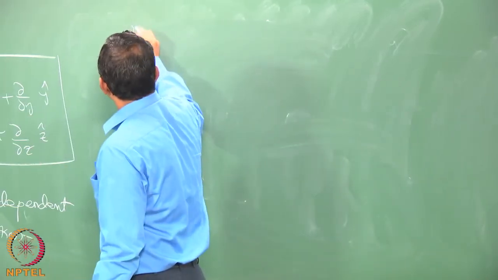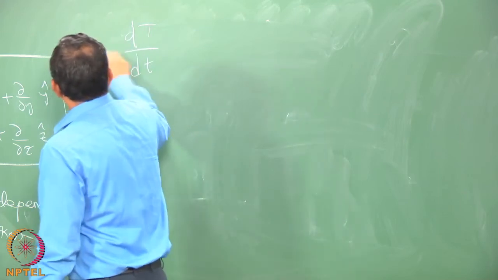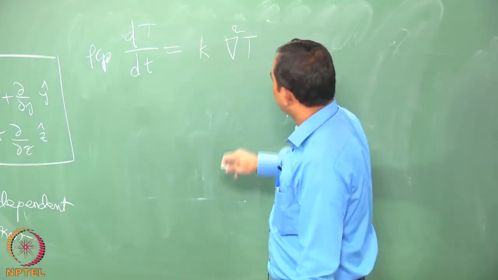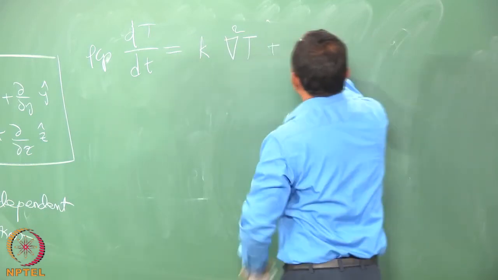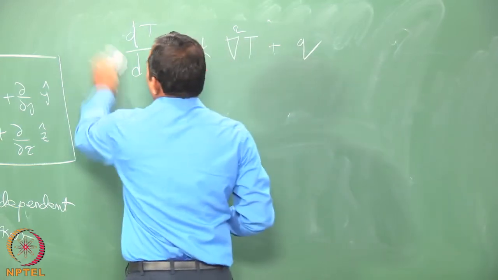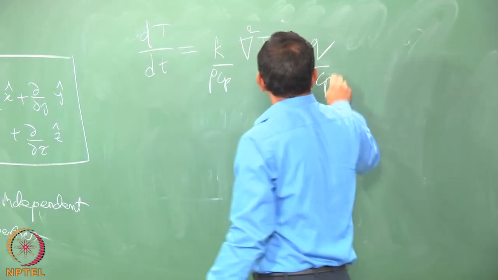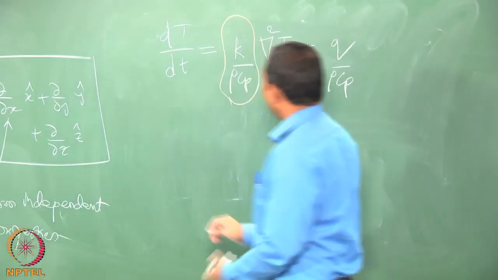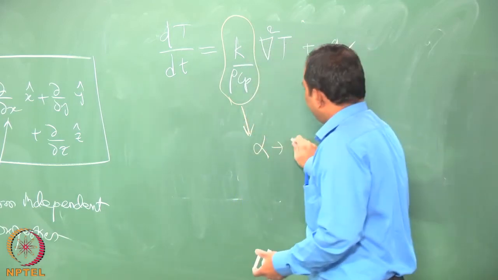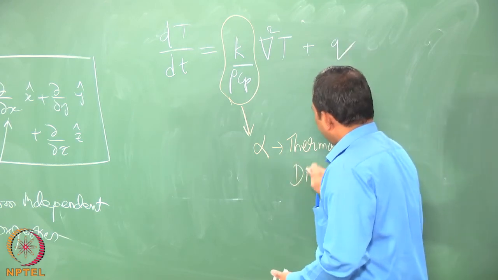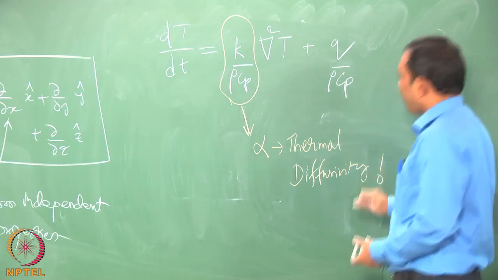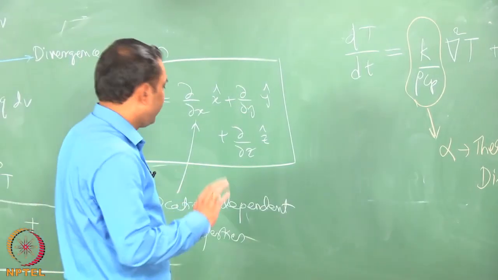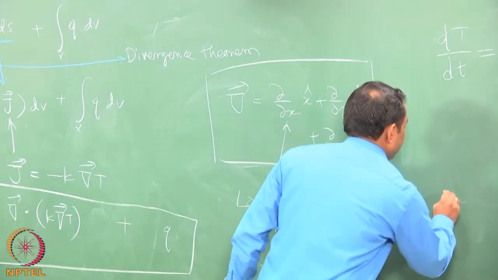If you do that, then you would see rho Cp dT by dt is equal to, taking the k out, the Laplacian, and you will get a q. I will take the rho Cp down to make it simpler on the left hand side. We have now come across one combination of parameters that we can give a name, alpha, which is the thermal diffusivity. This is the equation that we refer to as the generalized Fourier heat conduction equation for a solid with location independent properties. We will just write it down neatly.